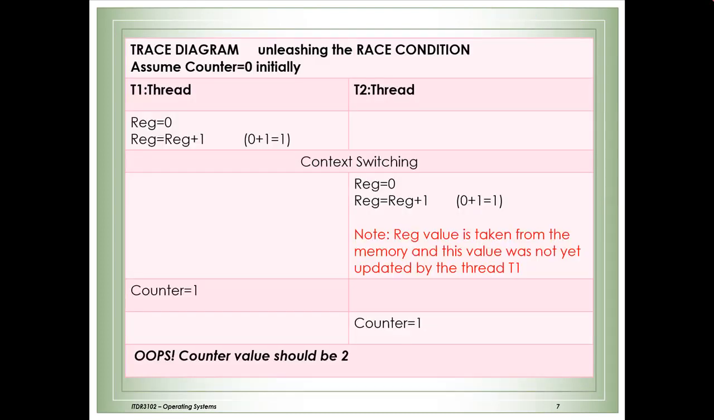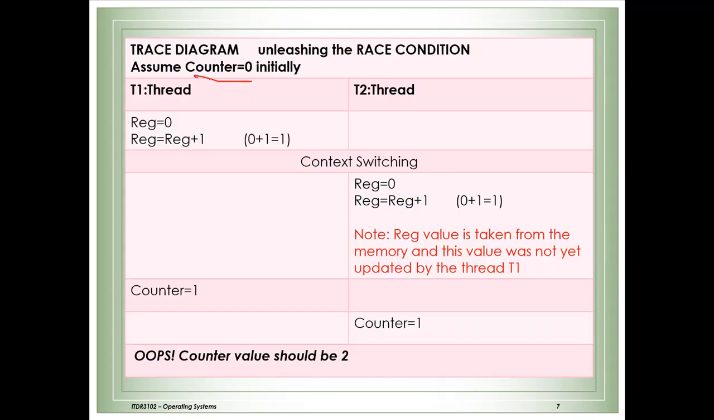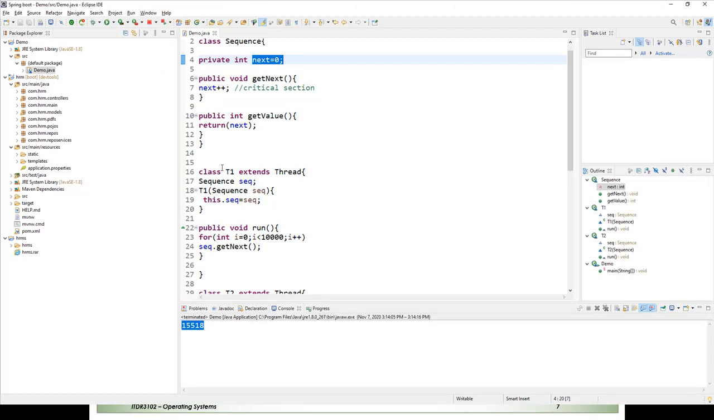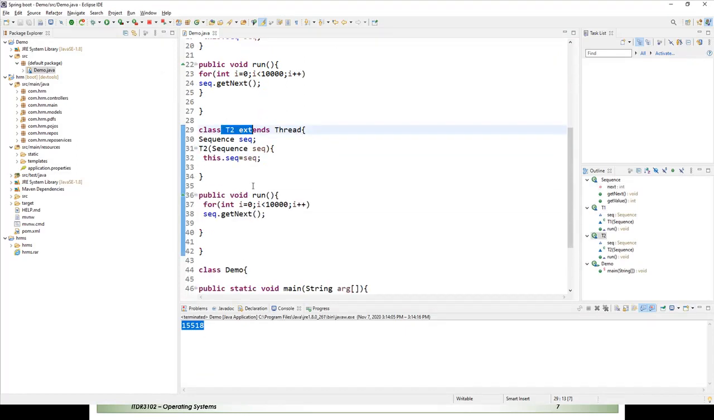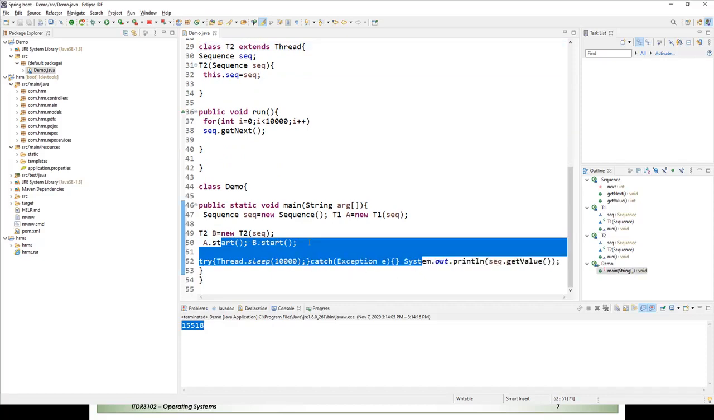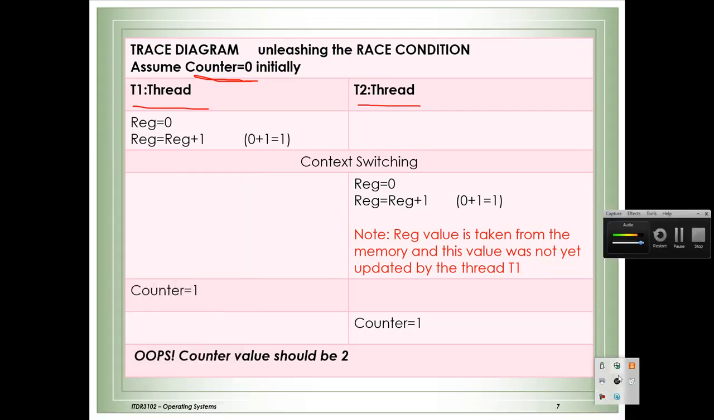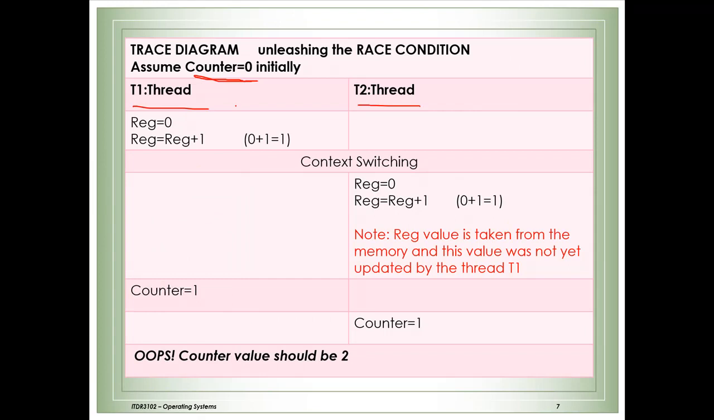Now let me explain this with a trace diagram. Let us say the same example, sequence class. The counter value is 0. Threads T1 and T2 are running and they share this counter. How can they share the counter? You can see here T1, T2, and you can see how they share. This I have given, and we are discussing this in lab number 5, I think. So these two threads are running.